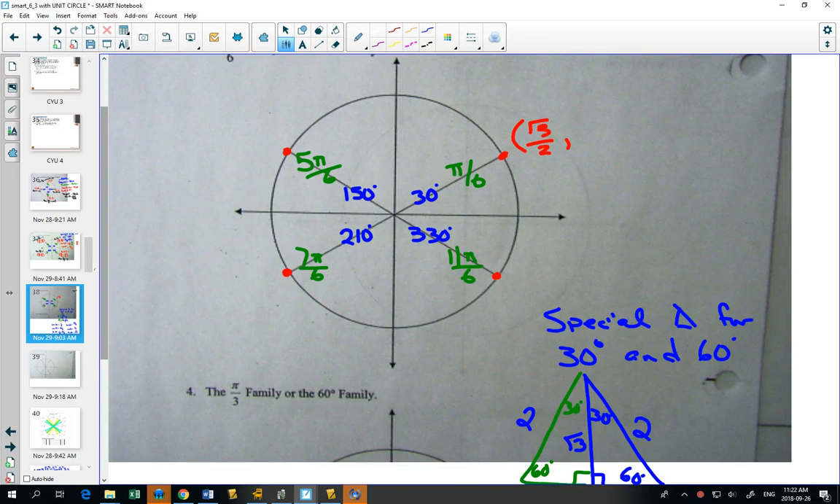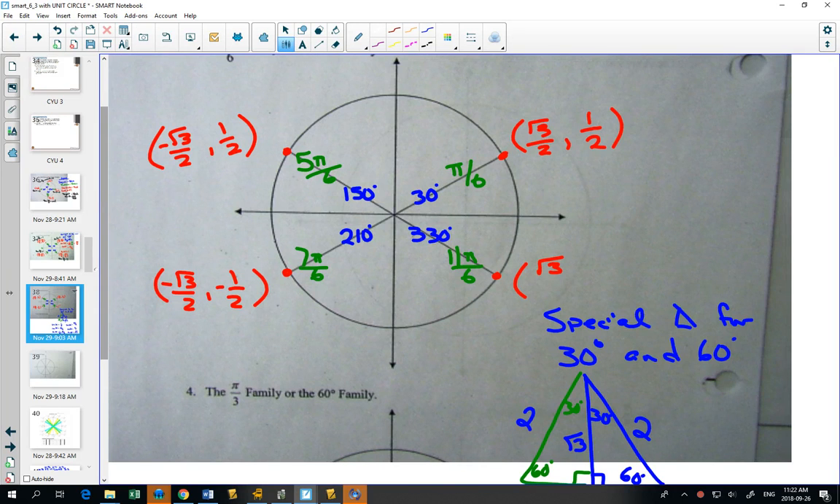Root 3 over 2. What's sine of 30 degrees? 1/2. So over here, the exact same points, but now our x-coordinate is negative. Here, exact same points, but now both our x-coordinate and y-coordinate are negative. And finally here, our x-coordinate is positive, and our y-coordinate is negative.